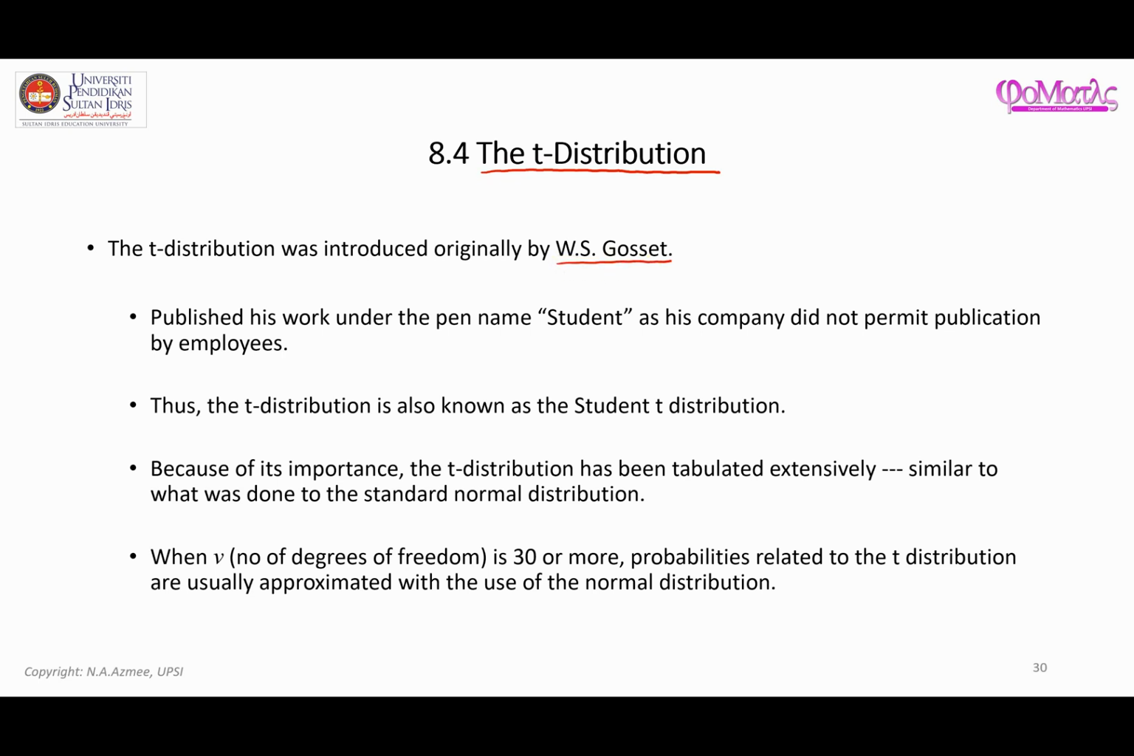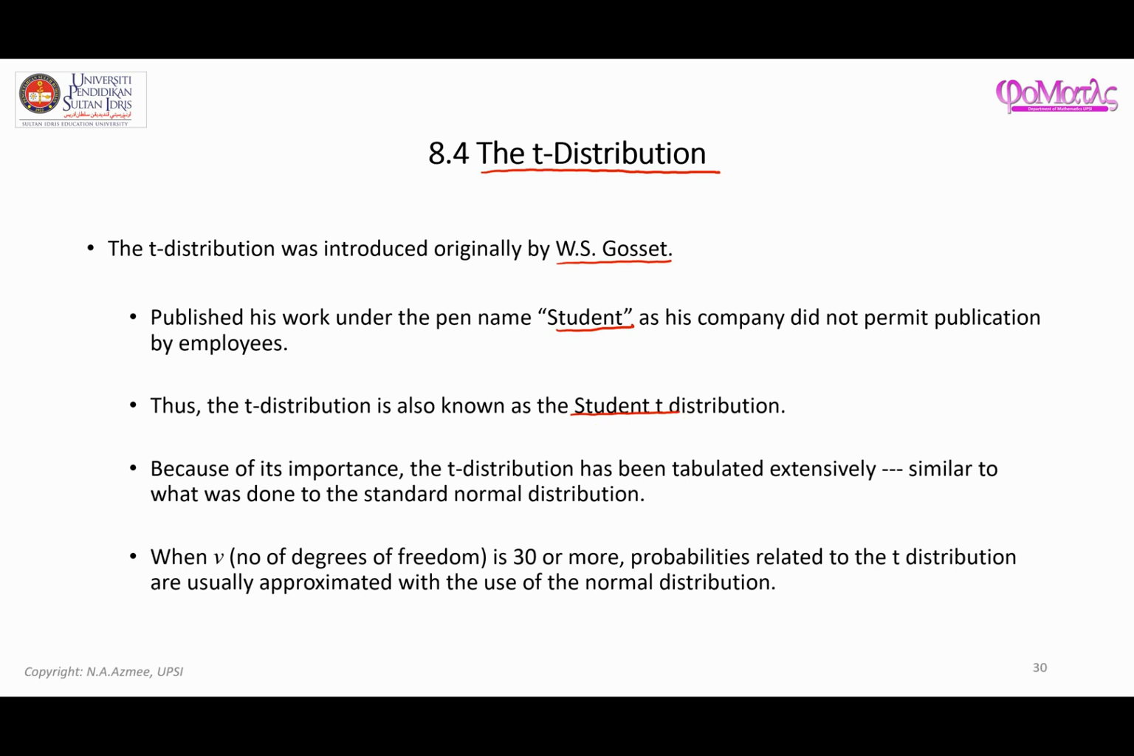In this video, I'm going to talk about the t-distribution, and this distribution was originally introduced by W.S. Gossett. Historically speaking, this guy published his work under the pen name Student because his company did not permit publication by employees. Therefore, the t-distribution is also famously known as the student t-distribution.